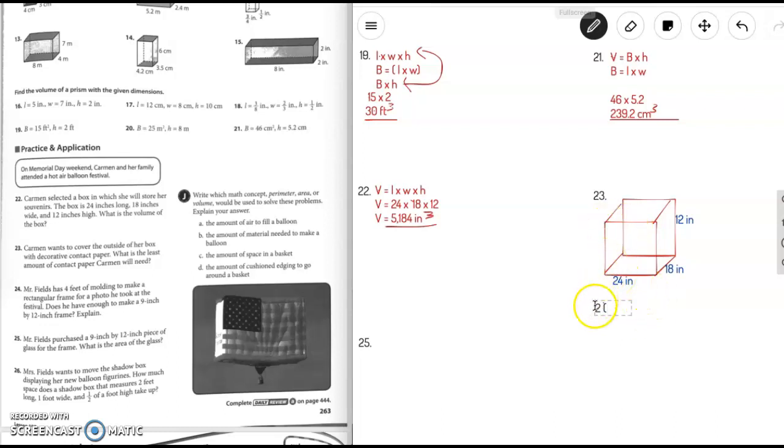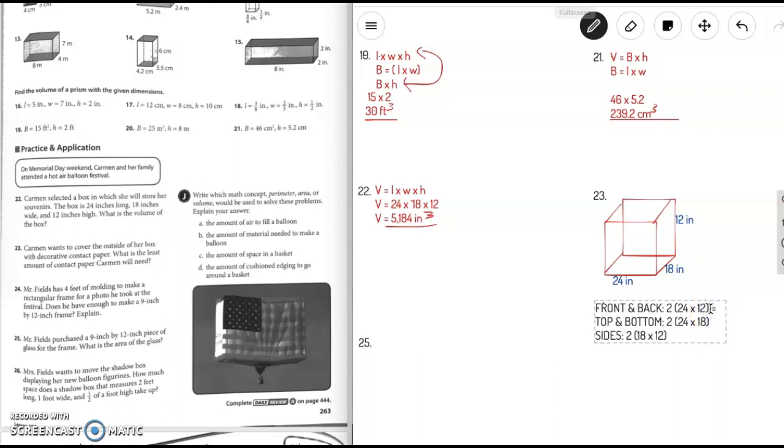So front, 2 times 24 inches times 12. We're going to do that plus the top and bottom. Again, there's 2 of them, so multiplied by 2, times length 24 inches, width 18 inches, plus the sides. Again, there are 2 sides, right? Length 18, width 12. And then we're going to add all these together, guys.